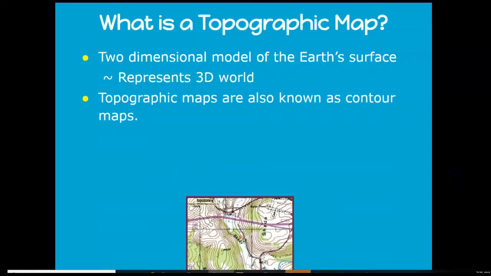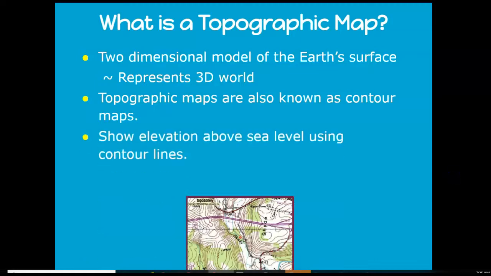They are also sometimes referred to as contour maps because we're going to talk in just a moment about contour lines. The contour could refer to the shape of something. We're going to be looking at elevation. Remember, elevation means distance above sea level, and it's represented by what we call a contour line.